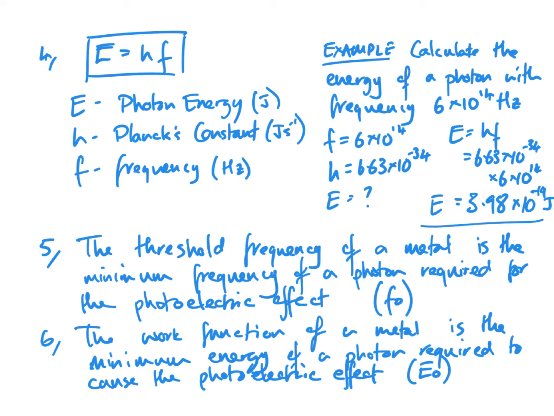And therefore, it's not really an outcome, but because E is always equal to HF, you can also use the idea then that E naught is H times F naught, so you can link the threshold frequency and the work function quite simply. And that idea then is important for the next learning outcome. So kind of putting that after 5 and 6.